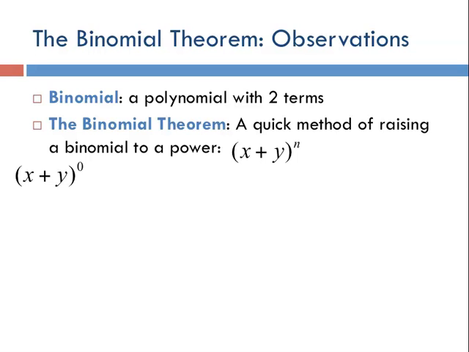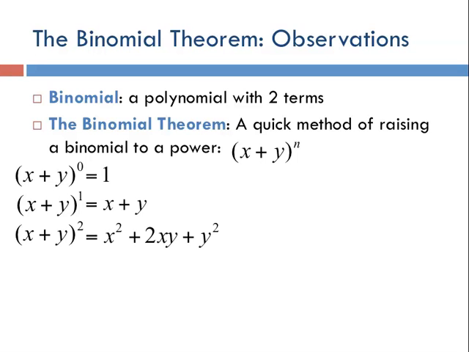So x plus y to the 0 power, well, anything to the 0 power is equal to 1. If we raise x plus y to the first power, that's just equal to x plus y. Now, x plus y squared, if we were to multiply this out, this would be x plus y times x plus y, so this would be x squared plus 2xy plus y squared. And then if you were to take this and multiply it by another x plus y, that would be x plus y cubed, and that would come out to be x cubed plus 3x squared y plus 3xy squared plus y cubed.